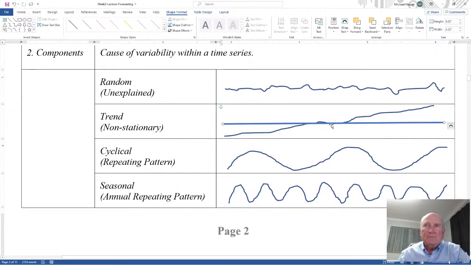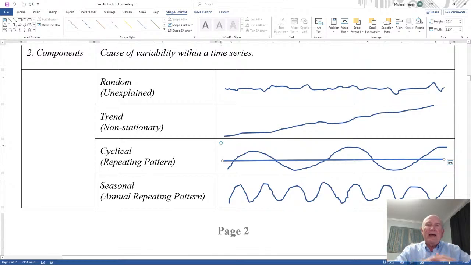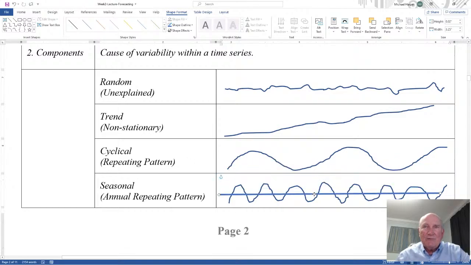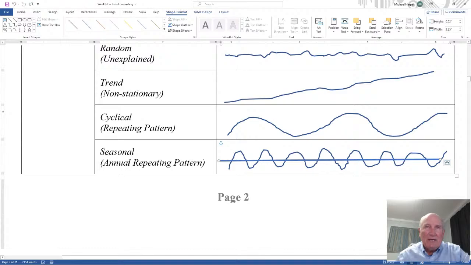Next is cyclical. Now for a cyclical component, cyclical just means a repeating pattern. If we have an annual time series, where you aggregate data over a year, and you have 10 years worth of data, and it goes up and down, up, that's cyclical. So cyclical simply means a repeatable pattern. But if you have a repeatable pattern that repeats every year, an annual repeating pattern, that cyclical pattern is called a seasonal pattern. It's called a seasonal component.